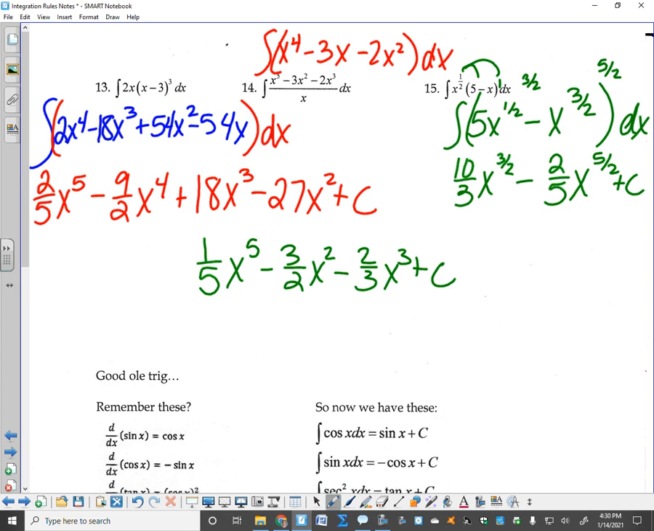Take your time on those fractions and bringing it out front. Make sure you understand I'm flipping the fraction because I'm putting it under 1.